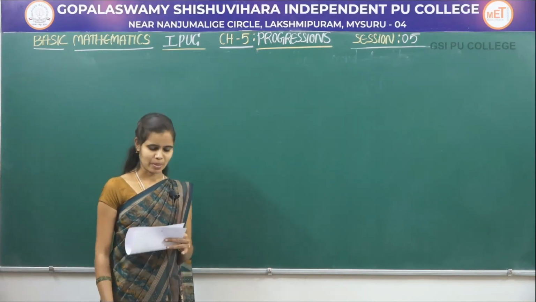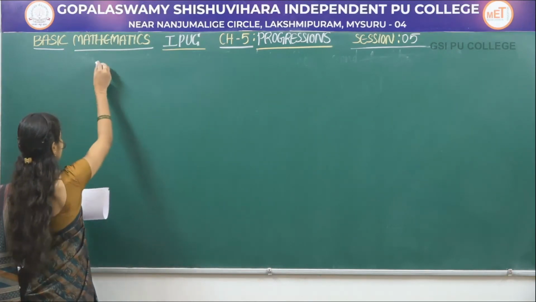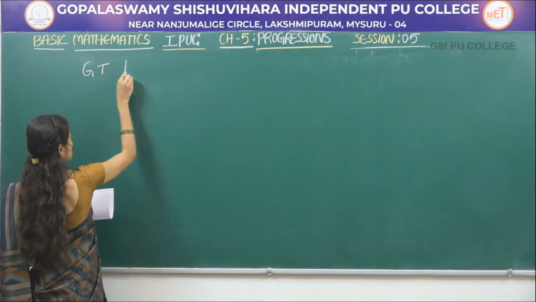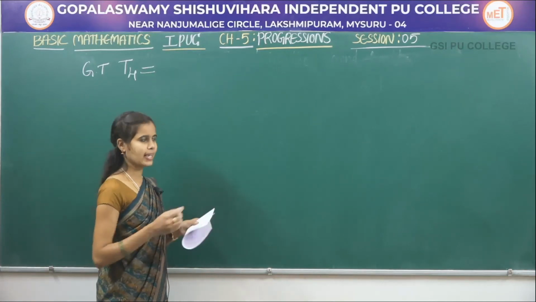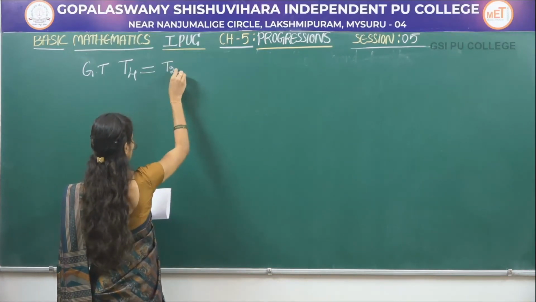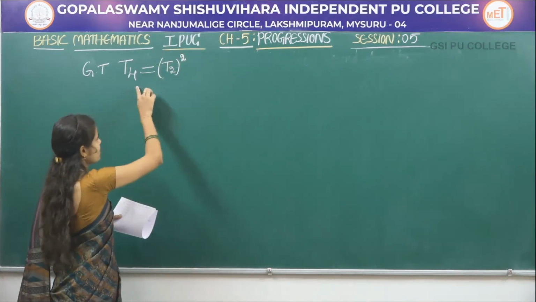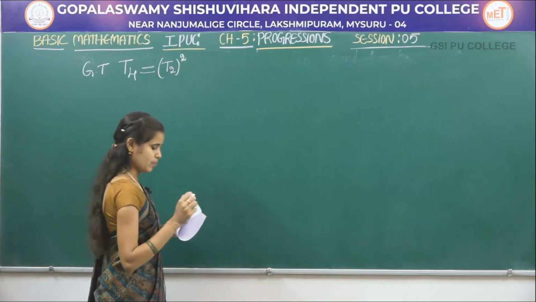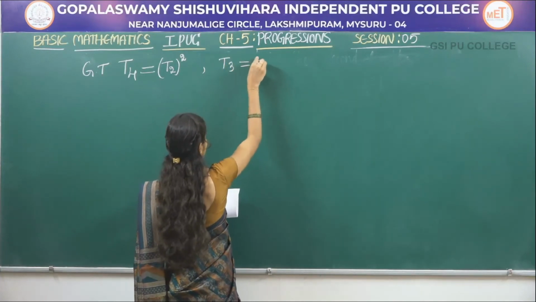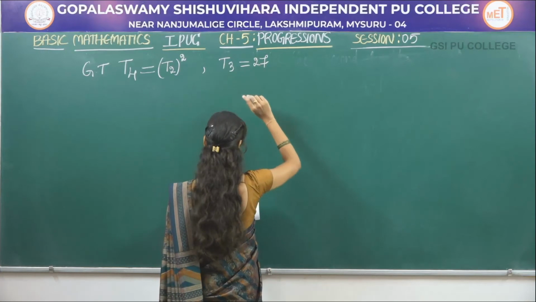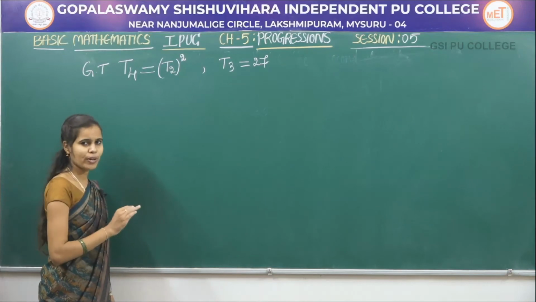So next problem, a similar problem. The fourth element, denoted by T4, is the square of the second term. The second term is denoted by T2, so the square of the second term is T2 square. So the fourth term is the square of the second term. And the third element is 27. So T3 is equal to 27. Find the GP.